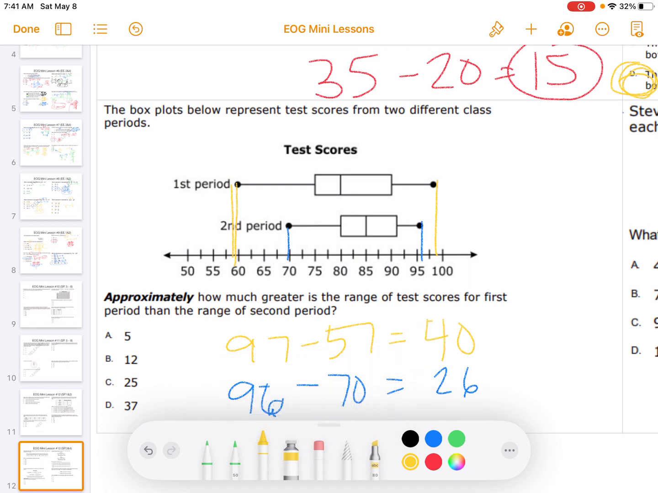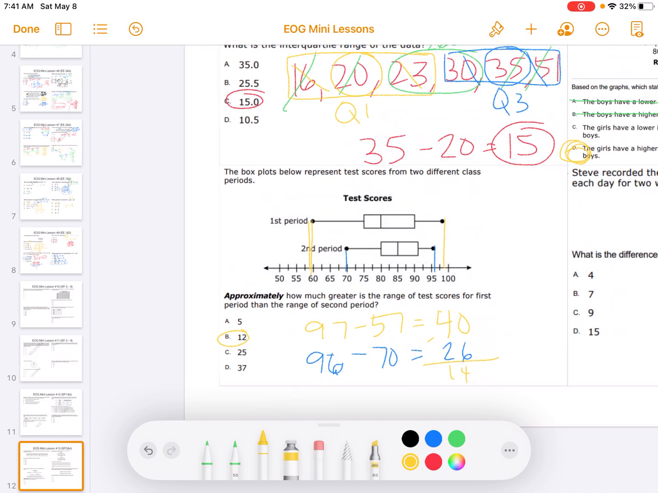Okay, so I've got my stuff, and they want to know approximately how much greater is the range. So I subtract these two numbers, and I get about 14. Well, that's not one of the answer choices, but I did have to estimate with my numbers. So I'm going to go with the closest one, which is 12. Okay, so the difference in the ranges is about 12.